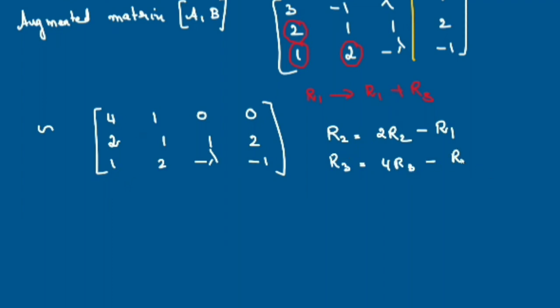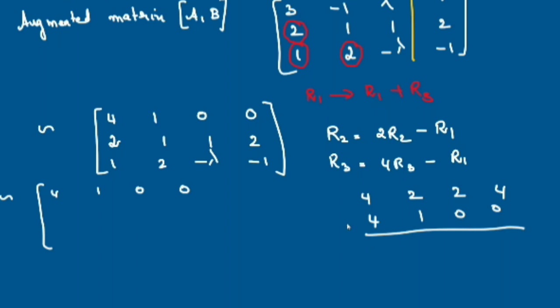So 4R3 minus R1. This will now become: the first row as it is, 4, 1, 0, 0. Second row, 2R2: I am multiplying the second row by 2. This will become 4, 2, 2, 4. First row as it is, so 4, 1, 0, 0. Change the sign. So this will become 0 here, 1, 2, and this will become 4. So this will become 0, 1, 2, 4.